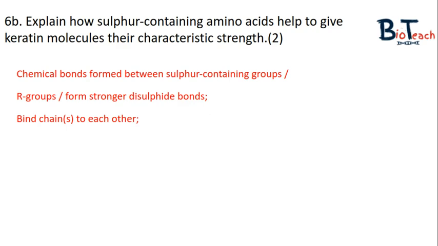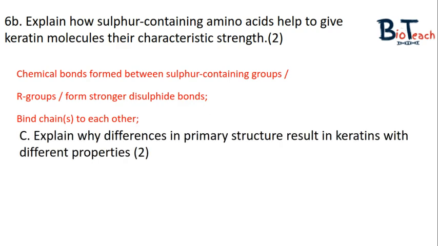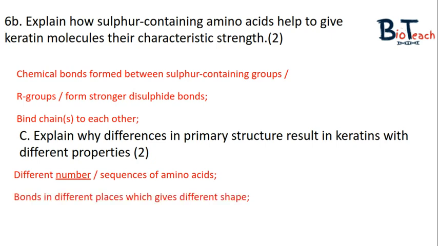Part C asks you to explain the differences in primary structure which results in keratins with different properties. Well, this is really similar to some of the other questions that we've seen earlier in the video. The key here is to say how the primary structure could be different, so it could have a different number of amino acids, or it could have a different sequence of amino acids. Either of these would give you 1 mark. The second mark is to state that the bonds are in different places, which gives you a different shape.